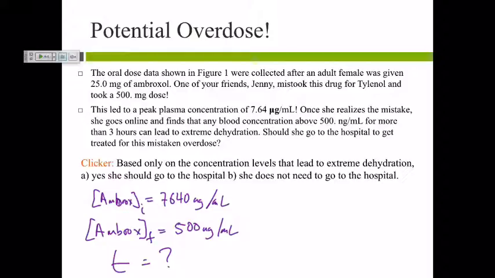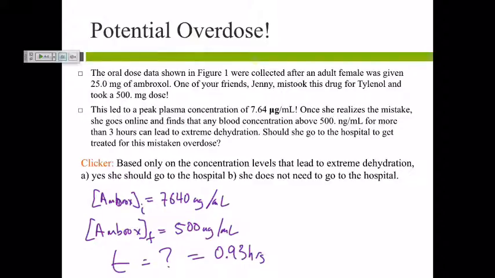Mia? So for that, time would have to be less than 3 hours, right? Yep. So we have to figure out, does it get below 500 in less than 3 hours? Shane, what did you find? So we find that if we do it this way, 0.93 hours, because we're on that really steep part of the exponential decay curve.